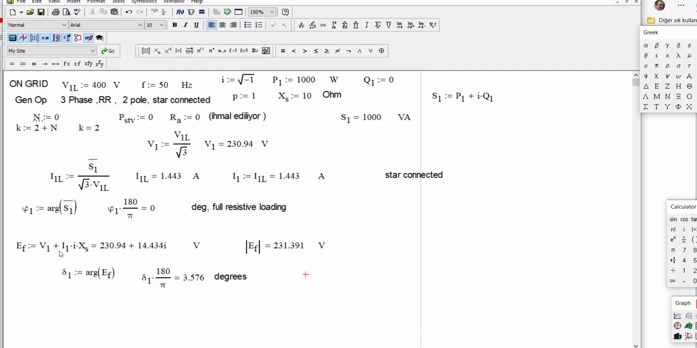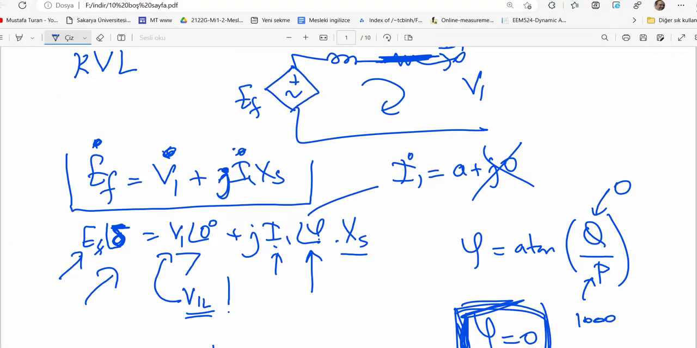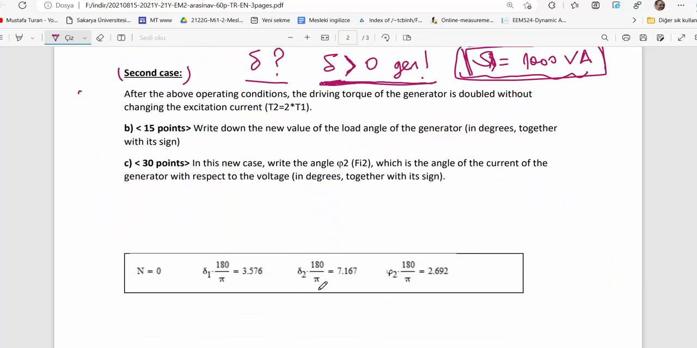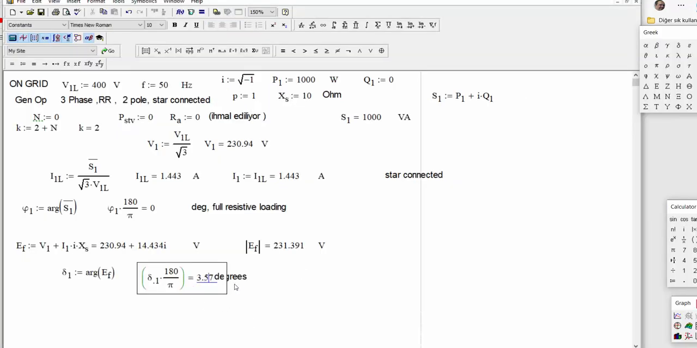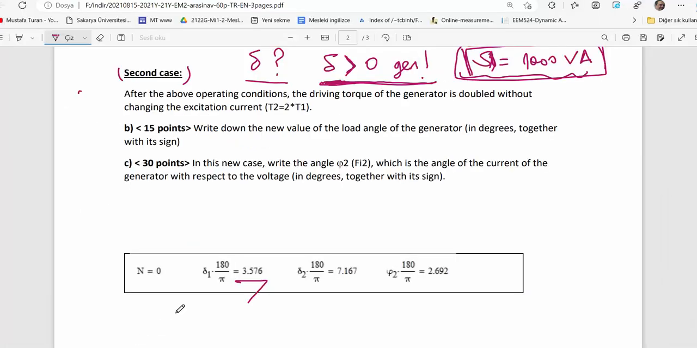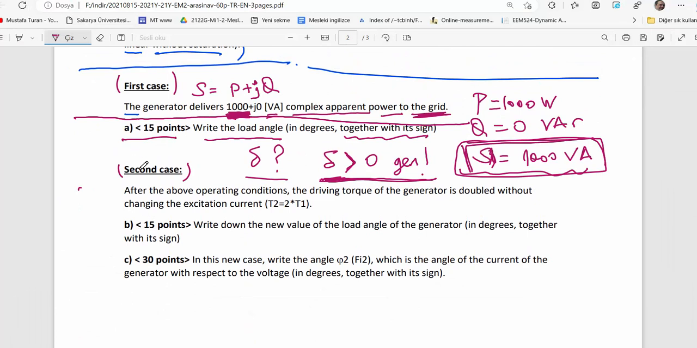Okay, let me check whether I am on the right way. Yes, I am on the right way. 3, 5, 7, 6. That is the load angle for the first case. Okay, let's read the question again. In the first case, write the load angle. It was very easy to get 15 points.